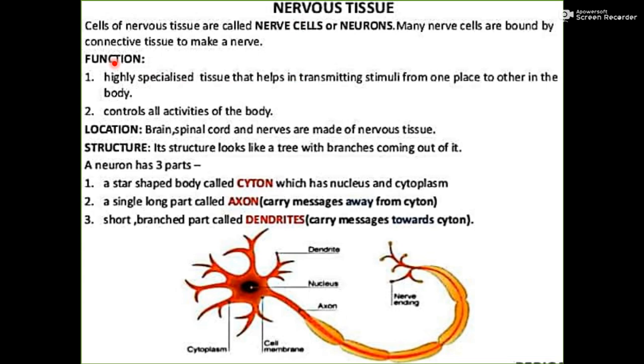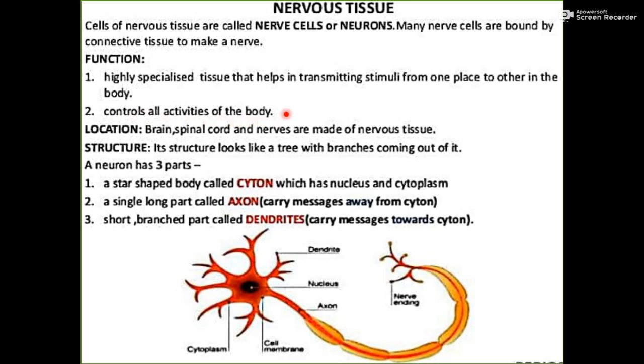The main function of this highly specialized tissue is transmitting stimuli. Stimuli is just a kind of situation which is present around us, or you can say information, from one place to another in the body. So information को body में एक place से दूसरे place तक पहुंचाने का काम ये cell करती हैं. It controls all activities of the body.